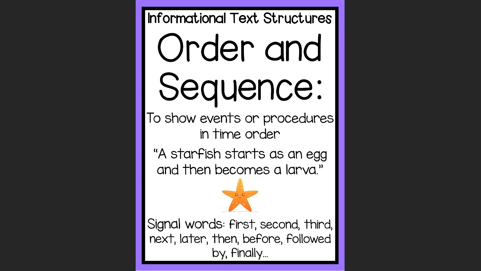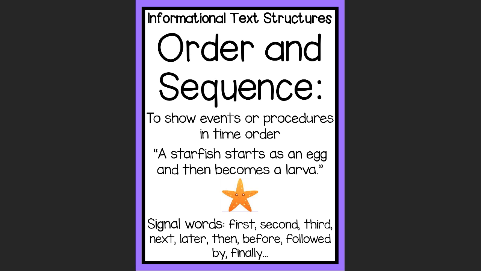So going on to the next one. Next one is order and sequence. This is to show events or procedures in time order. Another way to describe this would be using a timeline. In a timeline, you have a start and then you have a finish. So that definitely helps sequence out what's happening in the nonfiction text.